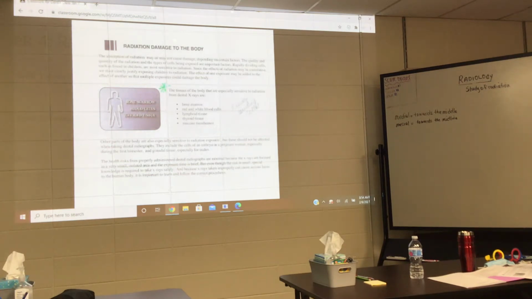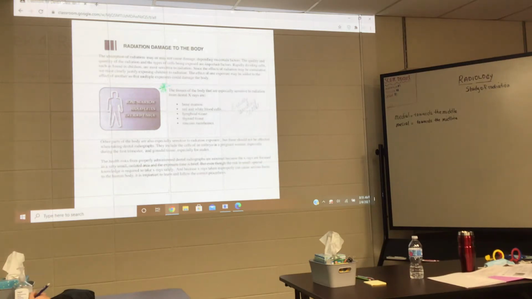Since the effects of radiation may be cumulative, what does that mean? Like they add upon itself. It adds on itself, okay. So the effects of radiation may be cumulative. We must clearly justify exposing children to radiation. They have a long life ahead of them. They've got a lot of radiation to gather, okay?